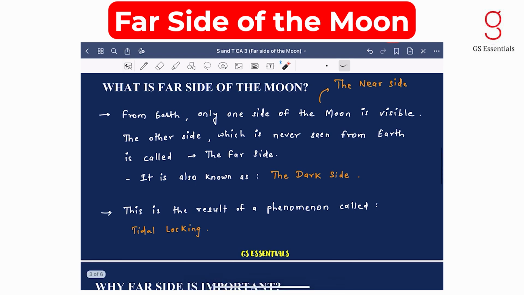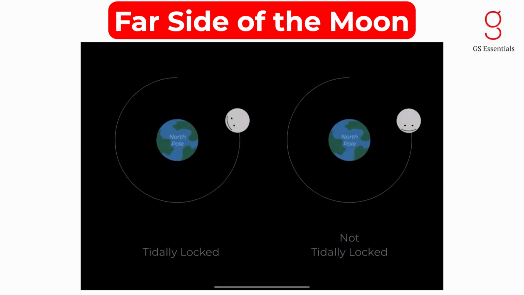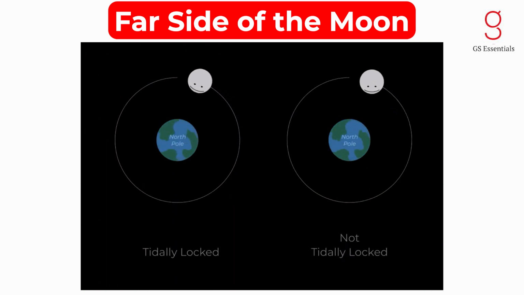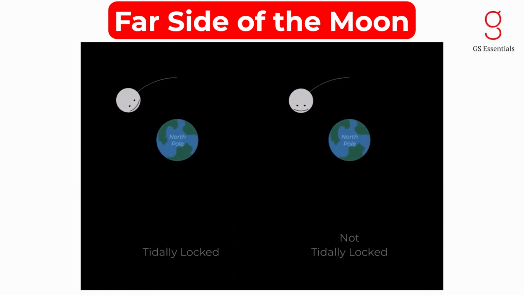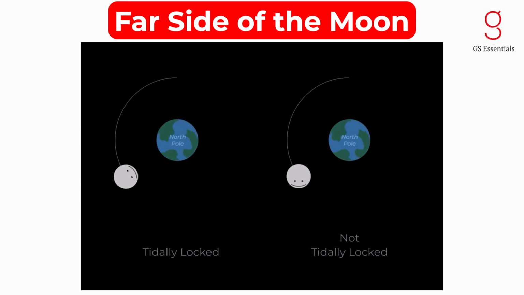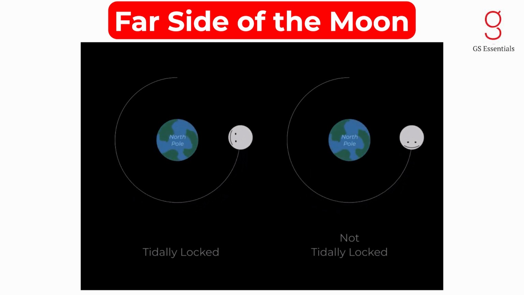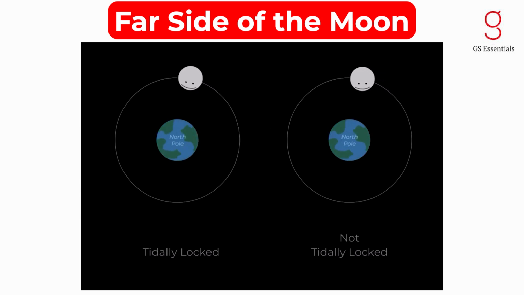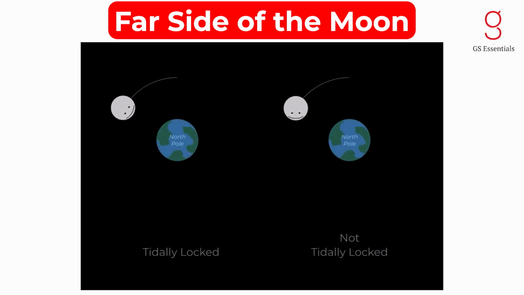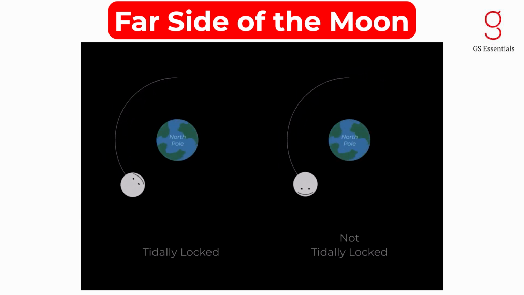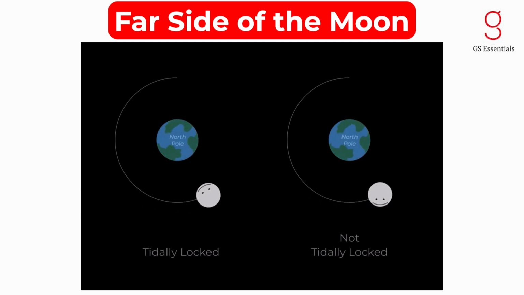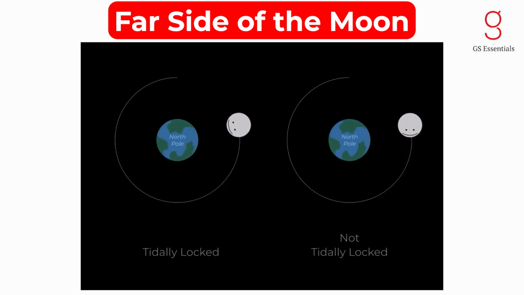You can see this particular picture in order to understand the tidal locking phenomenon. As a result of tidal locking, we are able to see only one side of the moon. If there were no tidal locking, we could have seen all the sides of the moon. So that is the phenomenon that results in the far side of the moon.